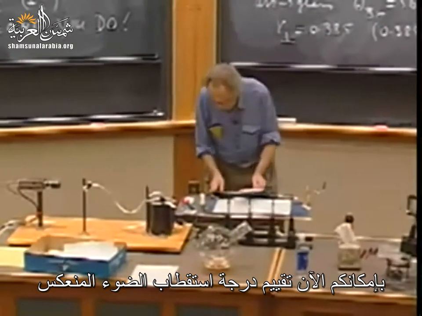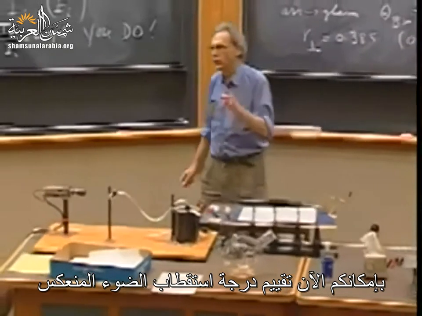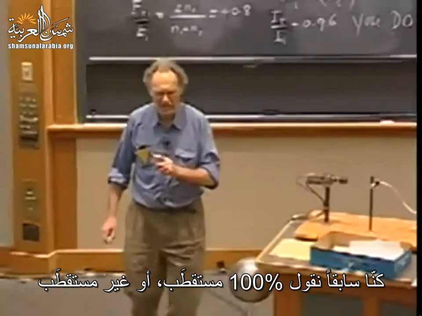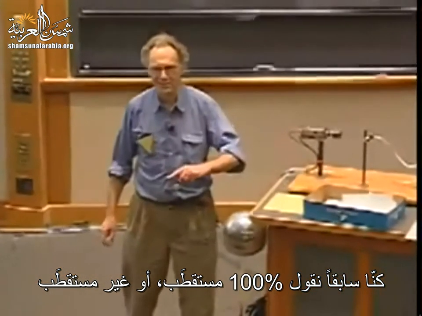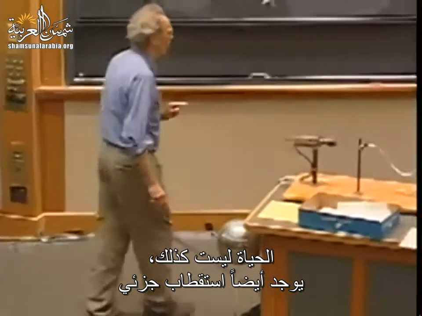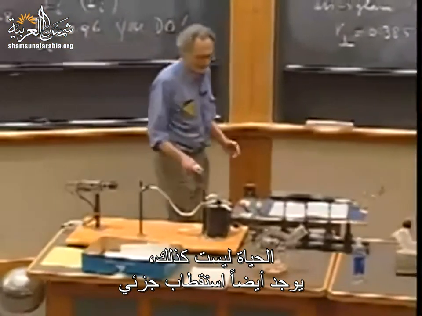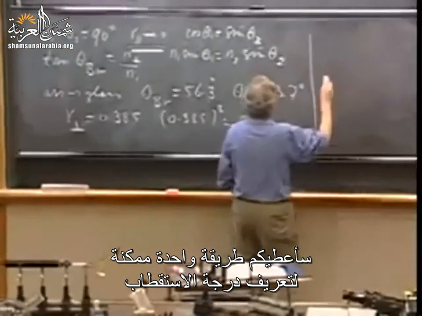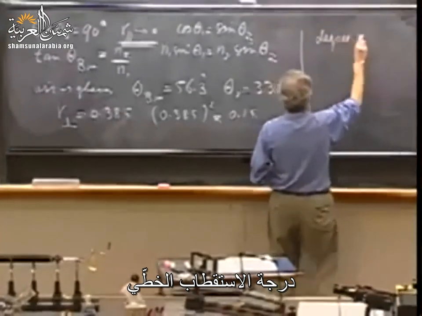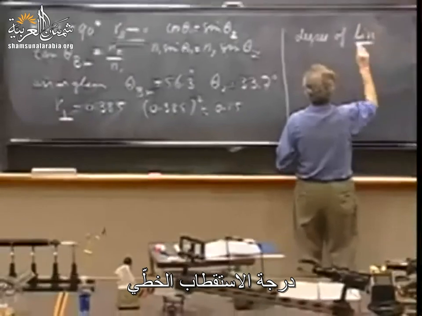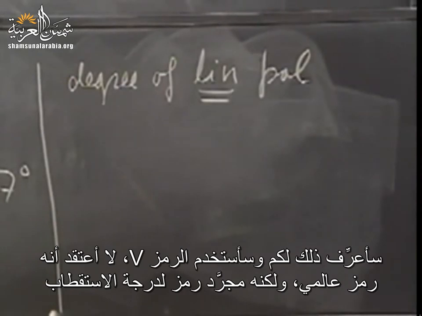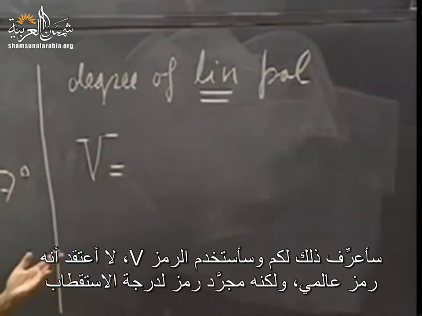And you can now also evaluate to what degree the reflected light is polarized. So far we always said 100% polarized or it's unpolarized. Life is not that way. There is also something, of course, of being partially polarized. And I'm going to give you now one possible way of defining the degree of polarization, the degree of linear, I stress that, of linear polarization. And I will define that for you. I give it a capital letter V. I don't think that's universal. I just gave it the letter V. It's the degree of polarization.